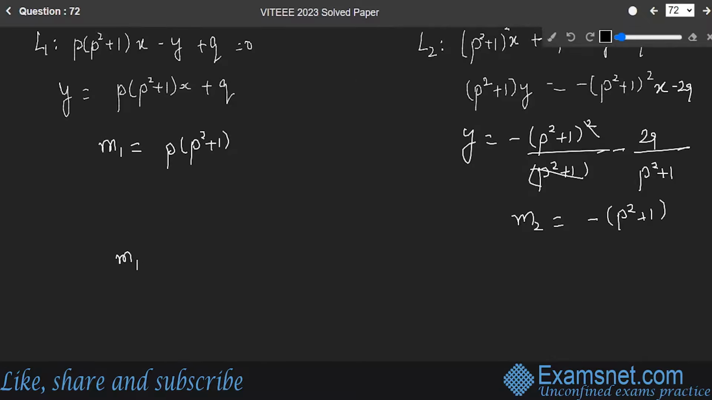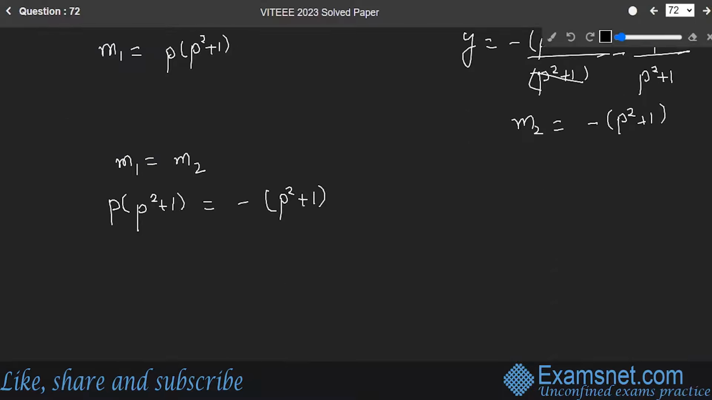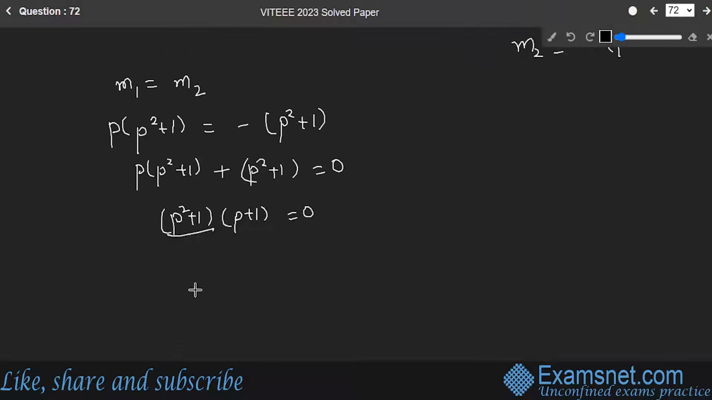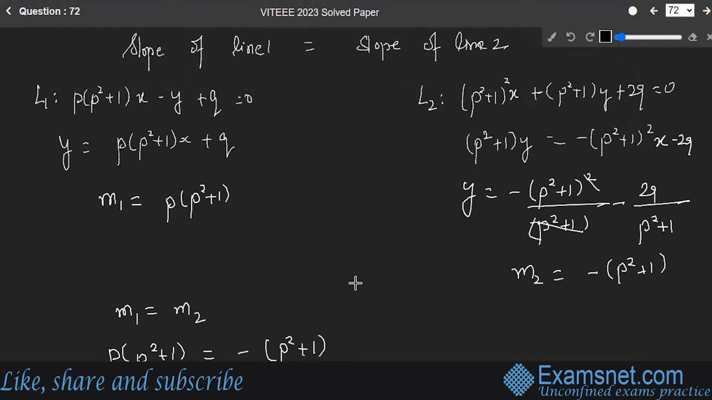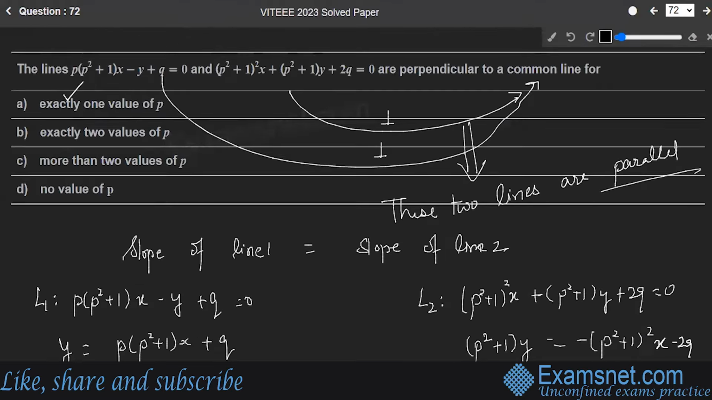Now, according to the question, because the lines are parallel to each other, the slopes are equal. So p(p² + 1) = −(p² + 1), or p(p² + 1) + (p² + 1) = 0. I'll have (p² + 1)(p + 1) = 0. See, p² + 1 cannot be equal to 0. That means for sure you have p + 1 = 0, or p = −1. Therefore, exactly one value of p, that is −1, is the answer. Option A.